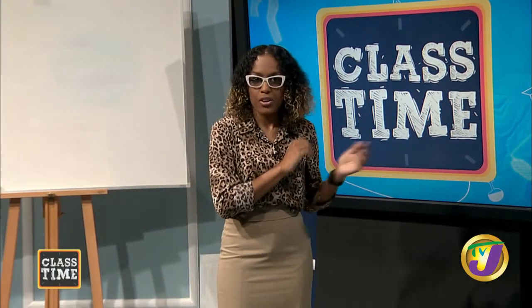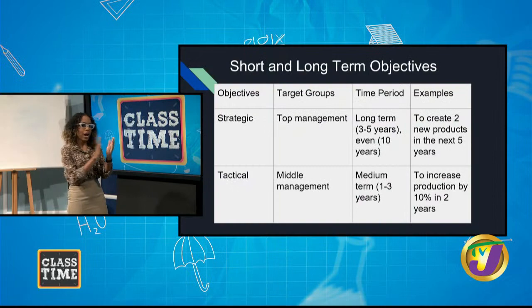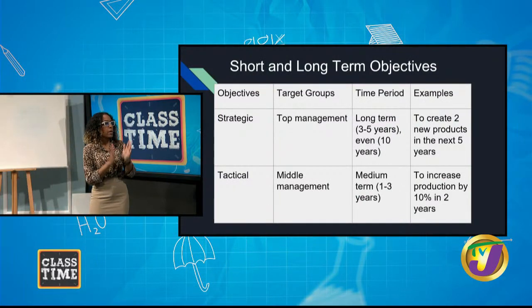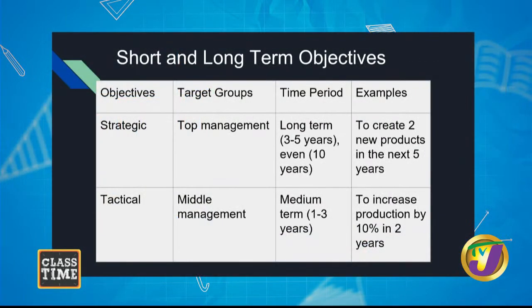We're going to be looking at short-term versus long-term objectives. And I would have mentioned earlier the types of objectives that we'll be looking at for today's lesson. So we're going to be looking at the target groups for these objectives, the time period, and we're going to be looking at some examples. So you will know what we're talking about when we talk about objectives, all right? Strategic. The target groups for strategic, top management.